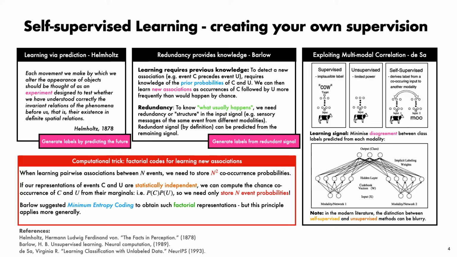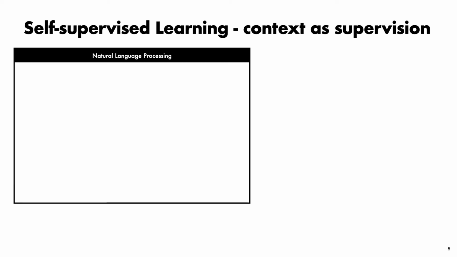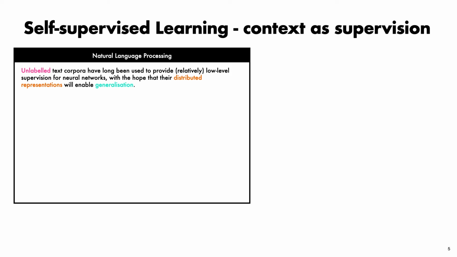It's also worth noting that in the modern literature, the distinction between self-supervised and unsupervised learning, as given here, can become a little blurry. A general way to think about the redundancy found in multimodal signals is that the redundancy comes from the context surrounding a piece of information. In the natural language processing community, unlabeled text corpora have been used for a long time to provide low-level supervision for neural networks, with the hope that the distributed representations learned by these models will enable them to generalize.